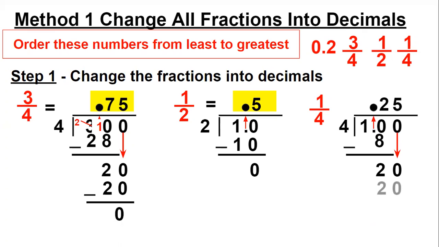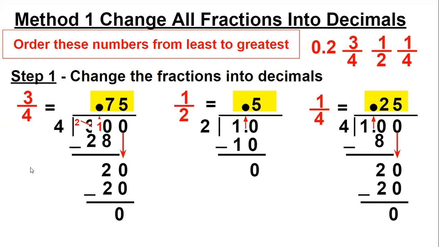4 times 5 is 20. We subtract. 20 minus 20 is 0. We are done because we have a 0 remainder. So 1/4 is equal to 0.25. And you'll start memorizing these pretty quickly with this. So you really should memorize 1/4, 1/2, and 3/4 as a decimal equivalent.